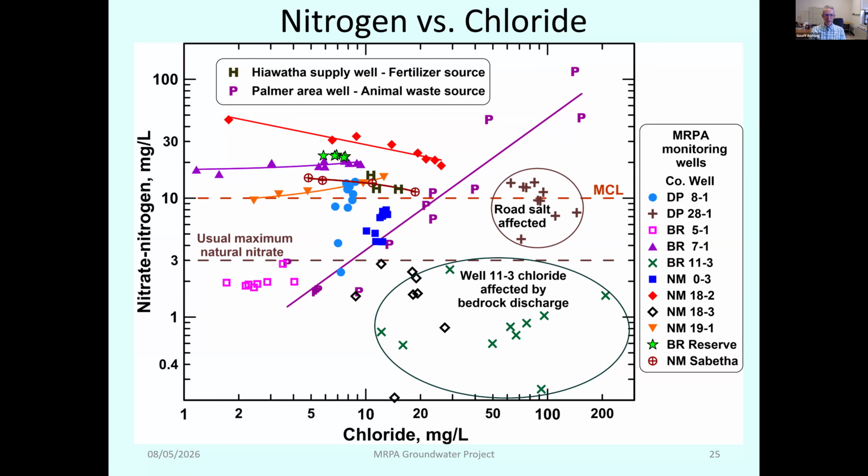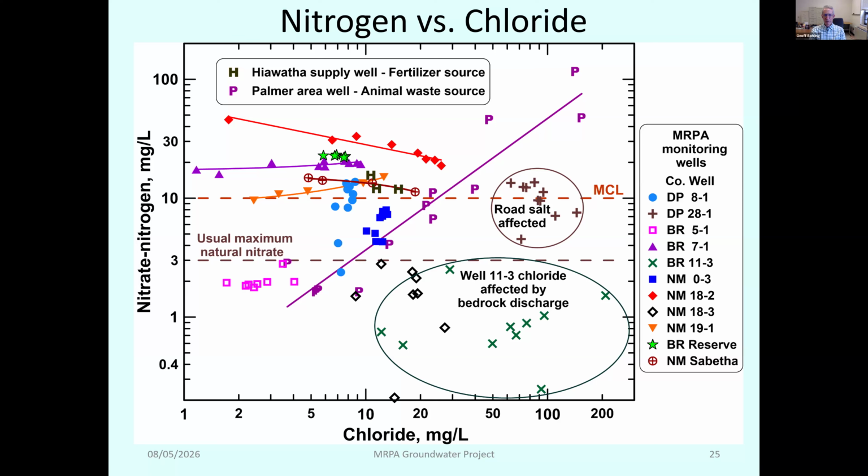We can see the red diamonds. We can see that is a completely different trend in the nitrate and the chloride than we see for the animal waste source. And the other ones as well, we see that they're more horizontal or just a very slight change in the slope. And these do not at all fit the animal waste source signature.